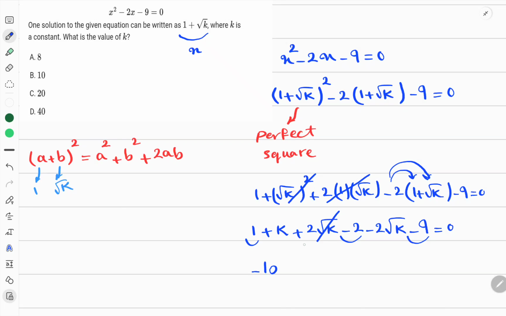2 square root of k and negative 2 square root of k cancel out because the sum of them would be 0, and positive k equals to 0. And if you add positive 10 to both sides of the equation, k would be positive 10. This is the answer of this question, and it is the value of k, which is choice B.